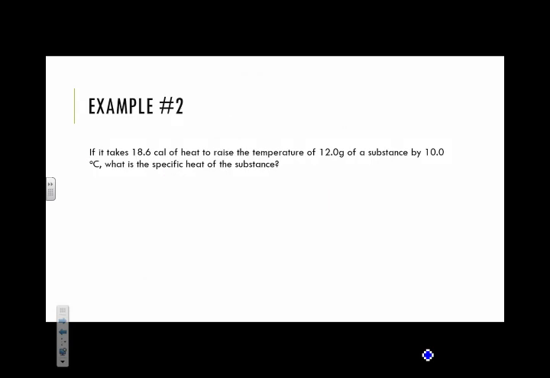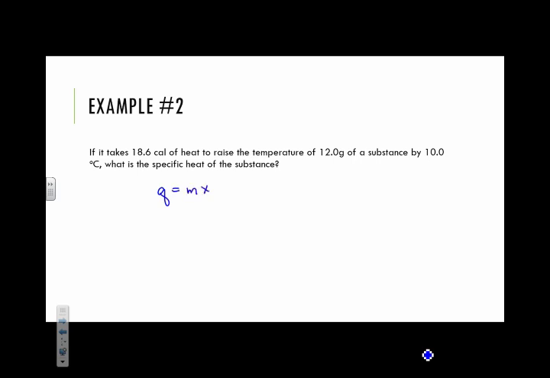If it takes 18.6 calories of heat to raise a temperature of 12.0 grams of a substance by 10 degrees Celsius, what is the specific heat of the substance? Okay, this is looking at the problem in a slightly different manner, where we still have heat, or Q. Let's just be consistent, call heat Q. That will keep things more straightforward.